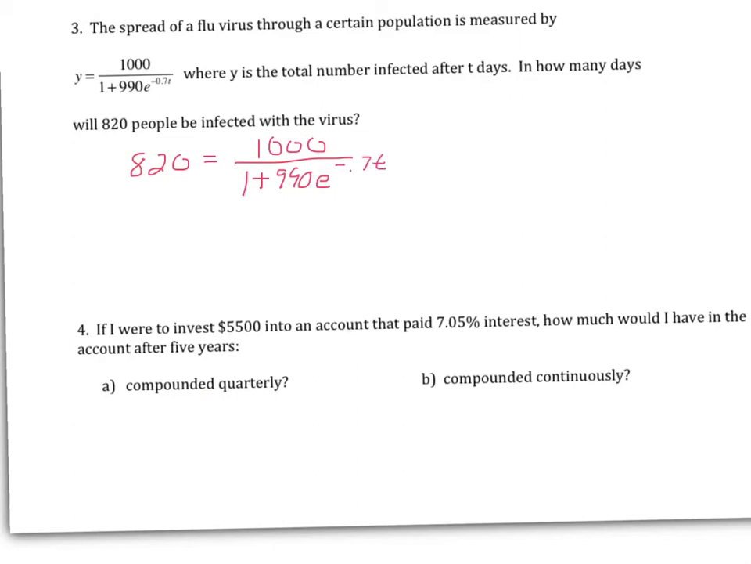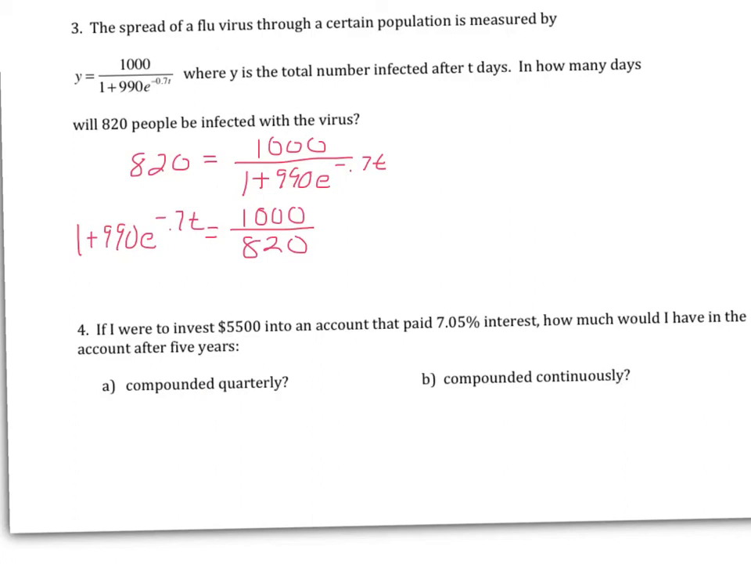And we can take the denominator and the answer and switch them. So we have 1 plus 990e to the negative 0.7t equals 1,000 all over 820. And we want to try to plug the most accurate answer into our calculator so we don't have to keep rounding and we get the most accurate answer. So I'm not going to simplify until the very end.